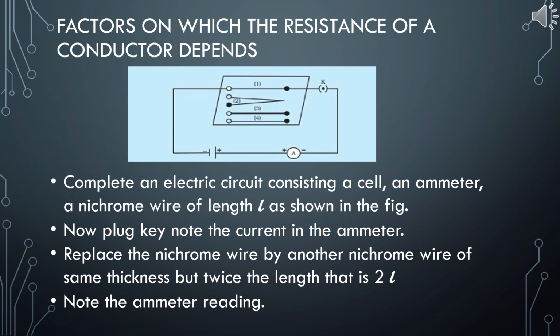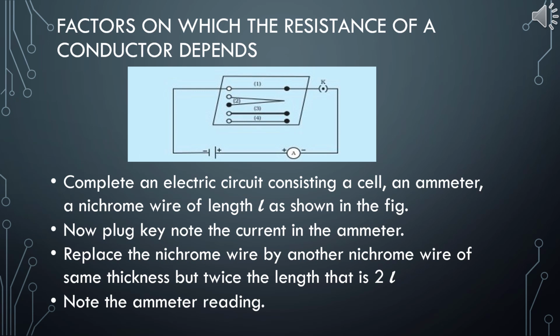Factors on which the resistance of a conductor depends. Let us understand what are those factors on which this resistance depends. For that, we need to do a small activity where we have taken four different types of wire. The first wire is a nichrome wire of length L and cross-section area A. The second nichrome wire has length 2L and cross-section area A. The third nichrome wire has length L but the cross-section area is double, that is 2A. And the fourth wire is not nichrome, but copper.